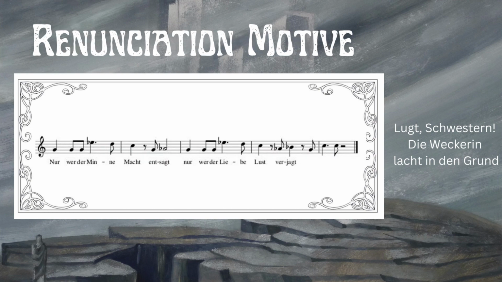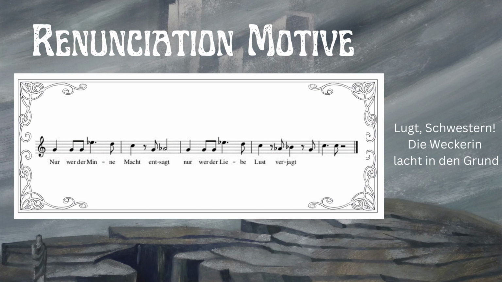The Rhine maidens reveal the secret of the Rhinegold to Alberich. Only he who renounces the power of love, only he who chases away the lust of love, only he achieves the magic to force the gold to ripen.